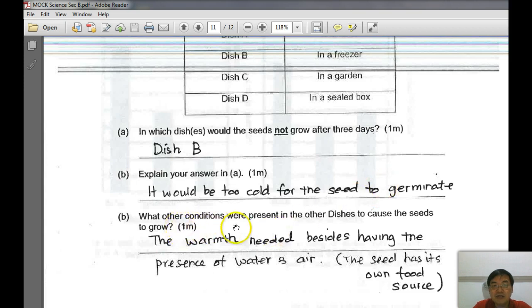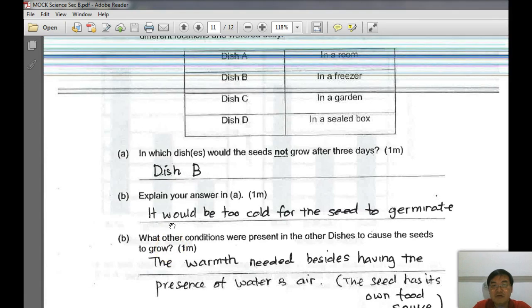Now what other conditions were present in the other dishes to cause the seed to grow? Of course, the only thing I can think of at this moment is that the temperature is different. A, C, and D is totally different from B. B is the odd one out, so it is the warmth needed.